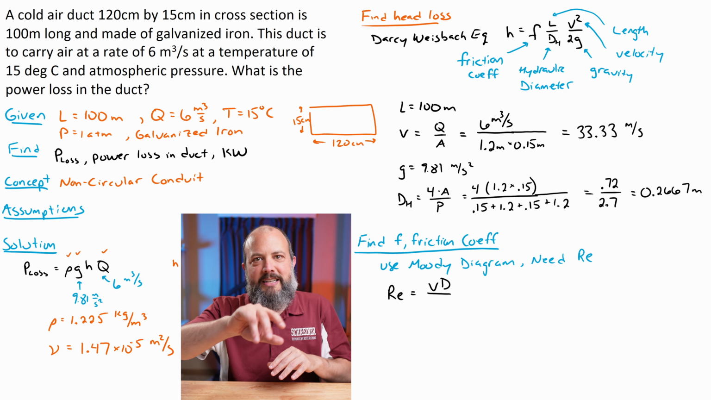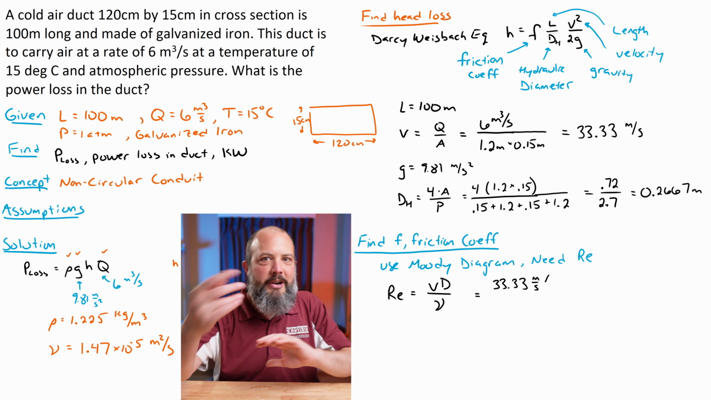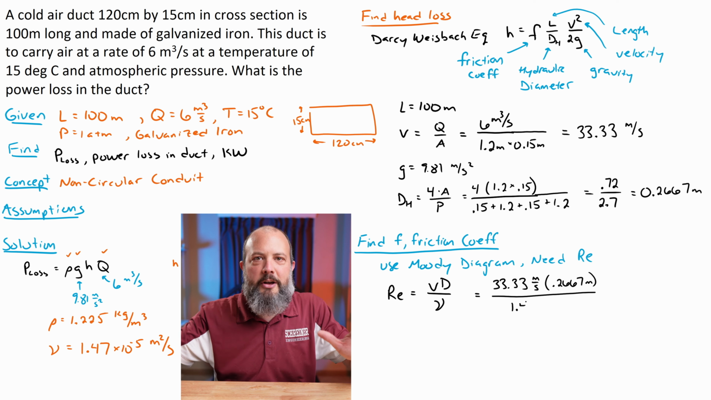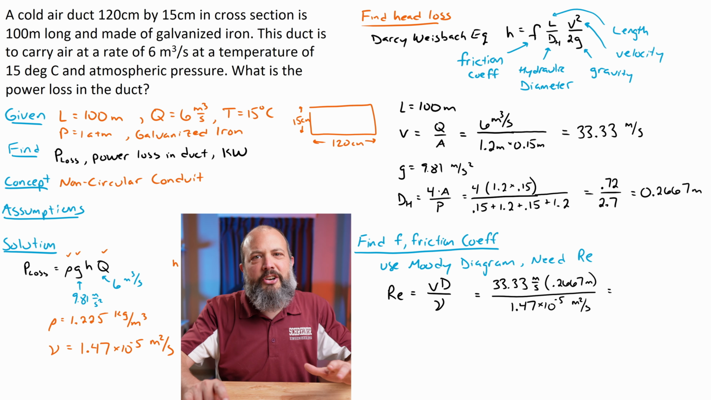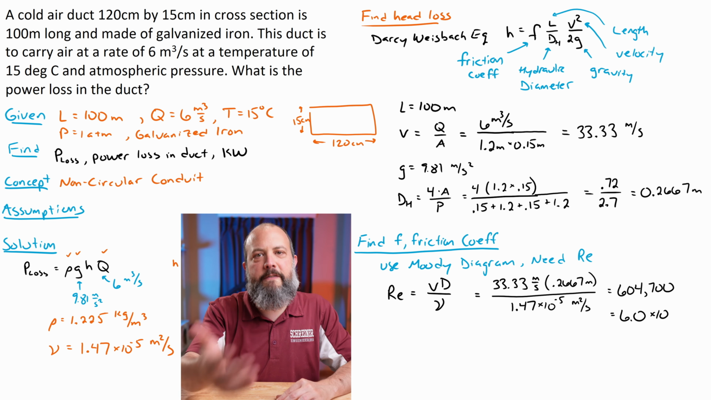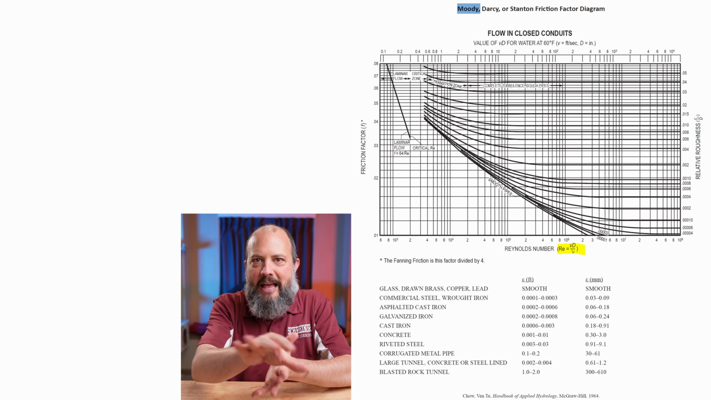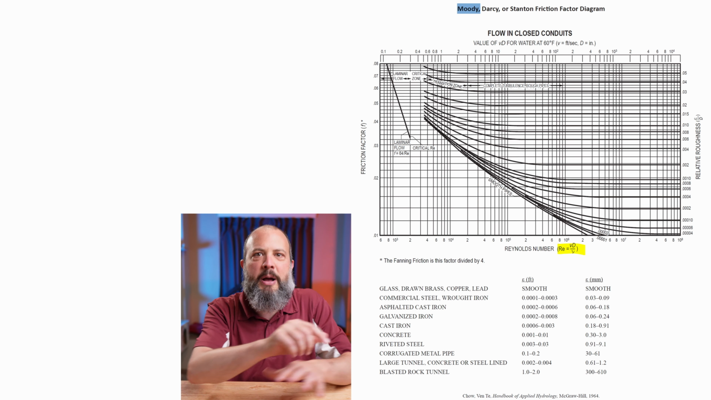Reynolds number, velocity times diameter divided by viscosity. I already looked up viscosity before. We already got the hydraulic diameter. We got velocity. Plug all these in. Reynolds number of 604,000, or I'll call that 6.0 times 10 to the 5th. You want to know the 10 to the power because that's what you're going to actually look at on the Reynolds diagram, right? There's a lot of powers of 10 on there.